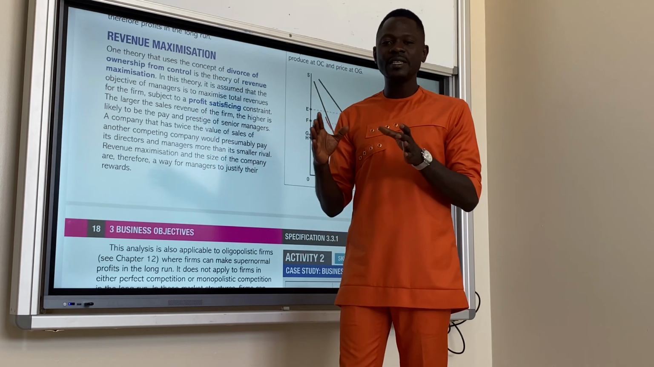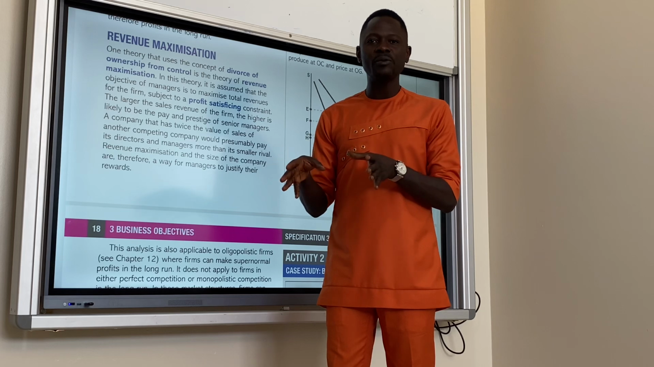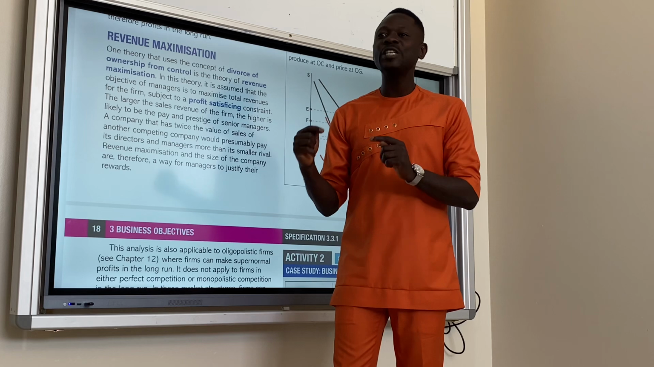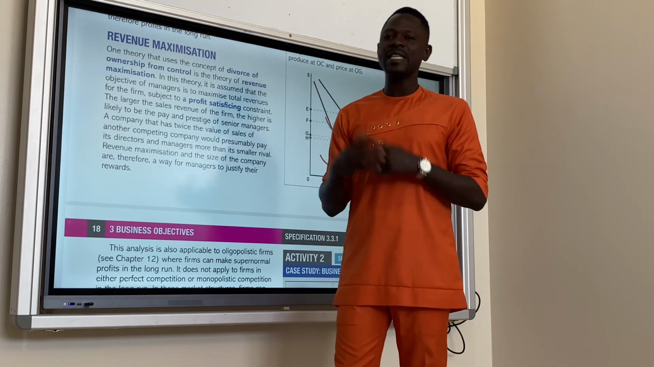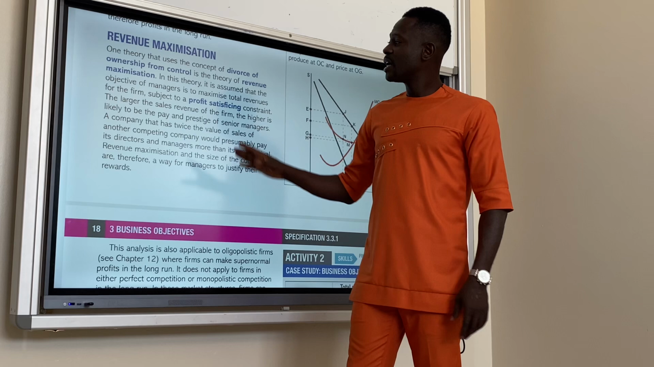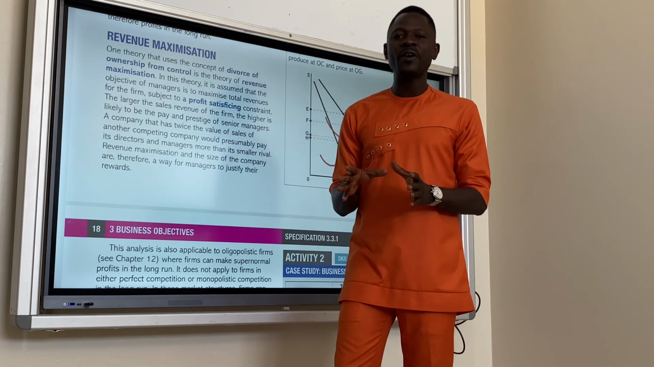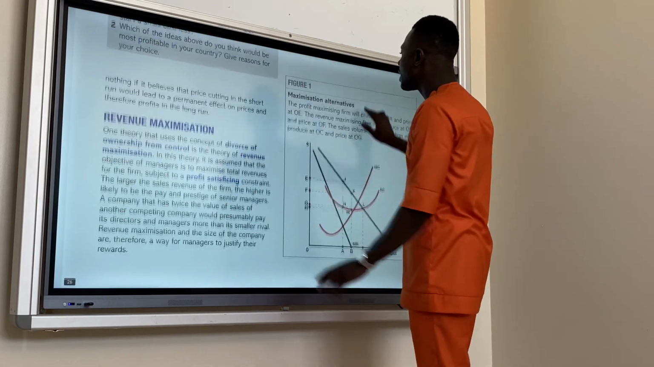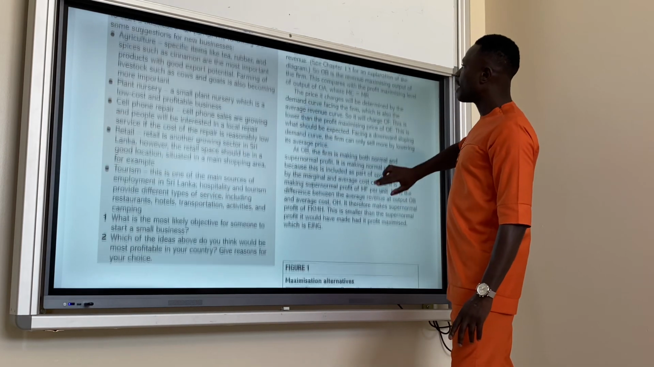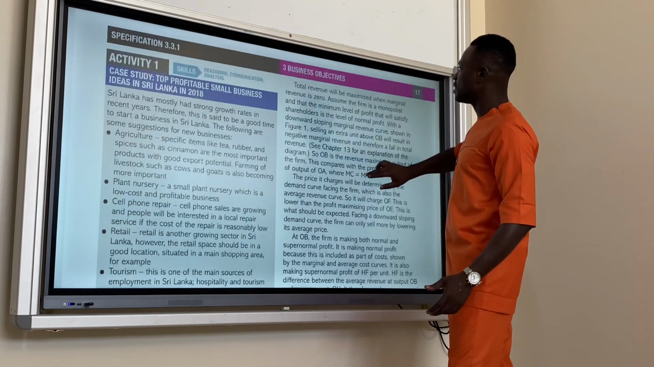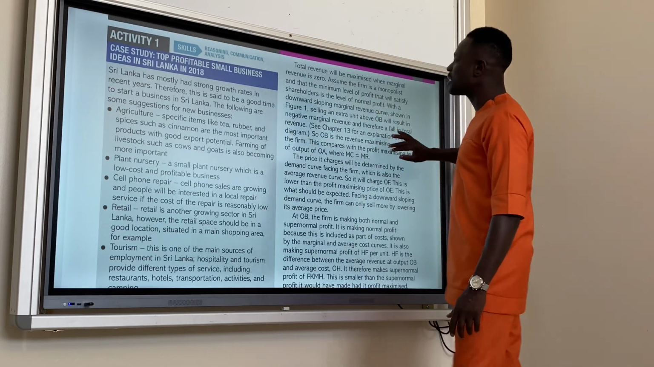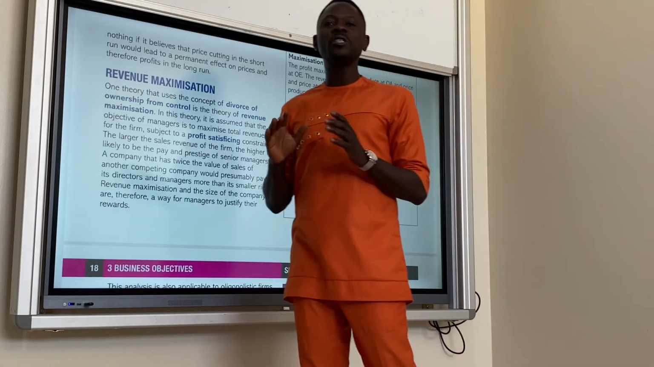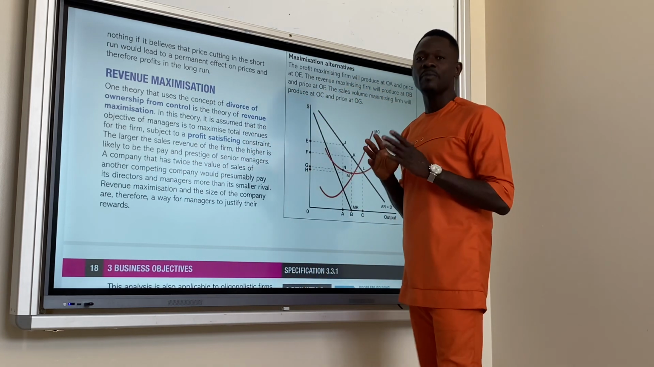As soon as the firm is able to make more revenue than its competitors, then the senior managers or the directors can justify an increment in their pay, an increment in their reward. So most of the time, revenue maximization helps to justify a pay rise for managers. That is what revenue maximization is. So how do we produce for revenue maximization? Like I said, total revenue will be maximized when marginal revenue is zero. So for revenue maximization, our marginal revenue must be equal to zero.